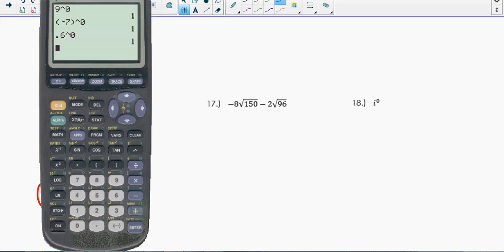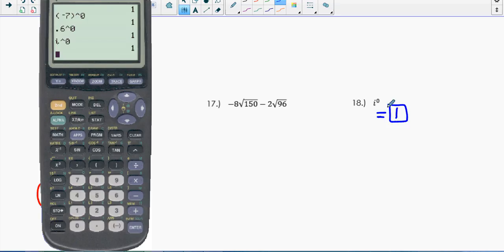So no matter what I do, I get 1. Okay? There's actually an i button on here, so if I hit second and then the decimal, I can do i to the 0 power, and notice that it still gives me 1. Anything to the 0 power is 1. So i to the 0 is 1.